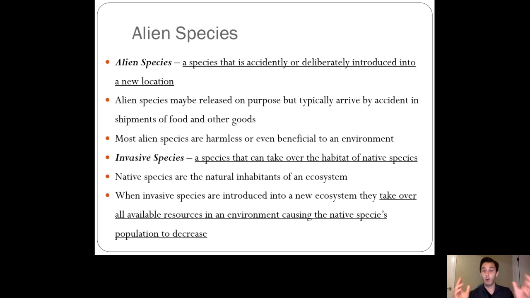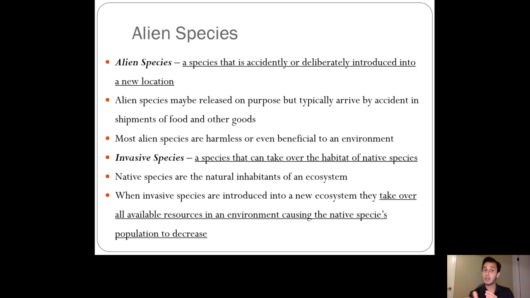Here's an example: horses. Horses were not native to North America until European settlers began invading North America 400 or 500 years ago. Okay, so even though we have images of horses being a very North American animal, they actually came from Europe. That is an alien species to North America.